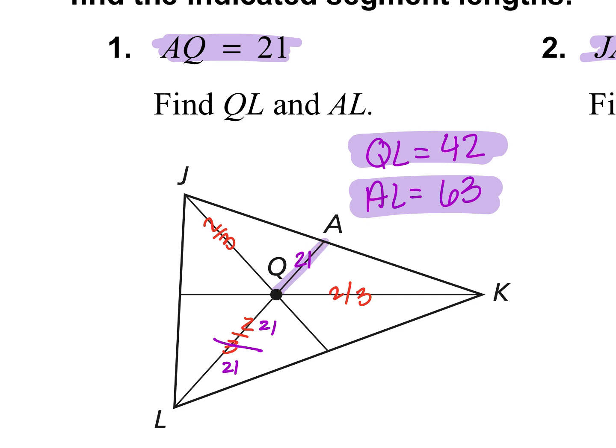And remember that 21 right there is 1/3. So because I know that's 1/3, I know that there are two 1/3s in my other piece of my segment. So I took that 21 and I wrote it twice over here. So now I'm able to find QL, which is 21 plus 21, that gives me 42. And then just add another 21 and you'll get 63.